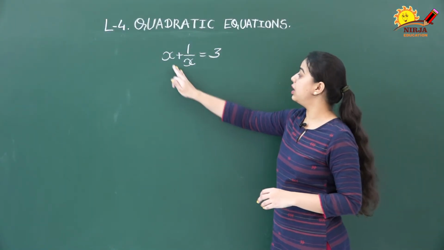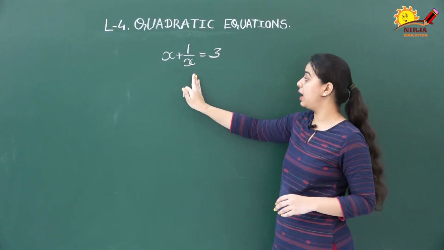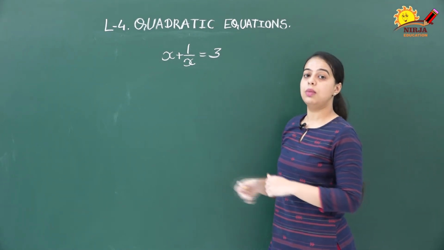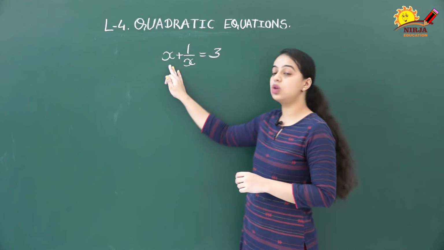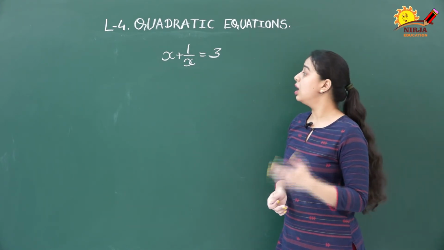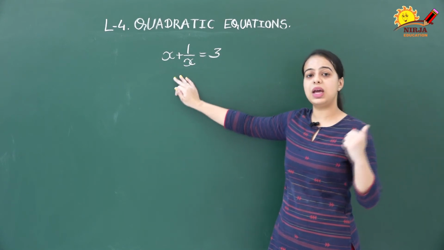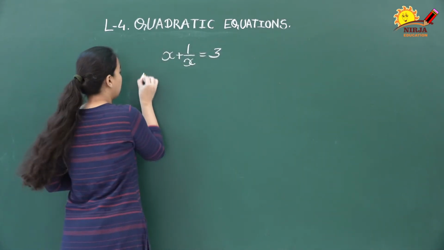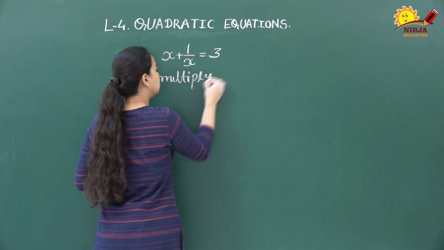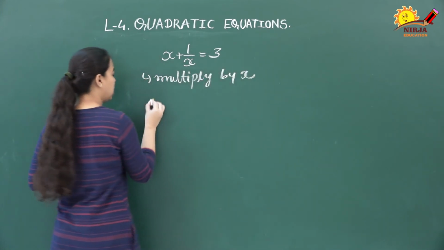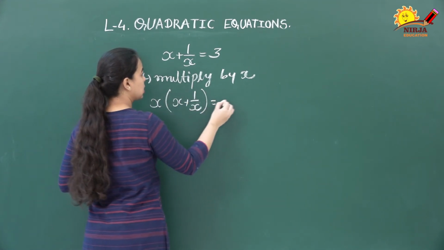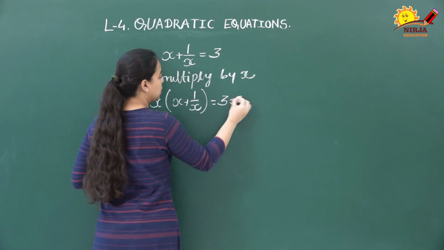Here I have taken one equation which is x plus 1 upon x is equal to 3, and we need to find the solution of this given equation. But as you can see here, this is not a quadratic equation, but we can convert it into that. How? Let's see. Let's multiply this given equation by x. x into x plus 1 upon x is equal to 3x.